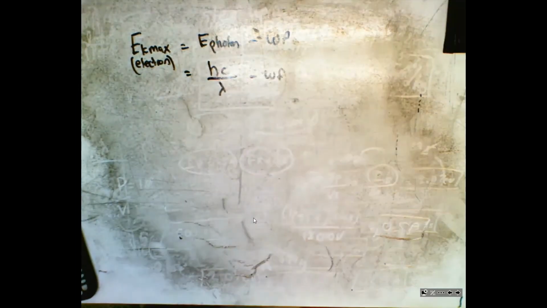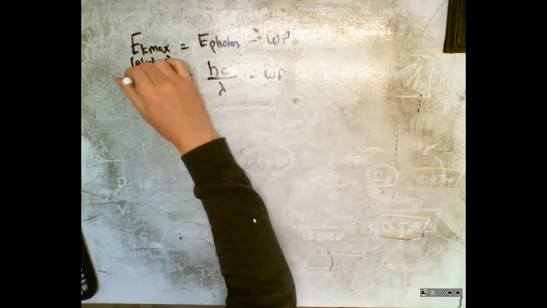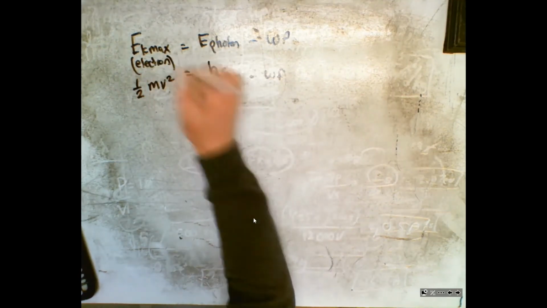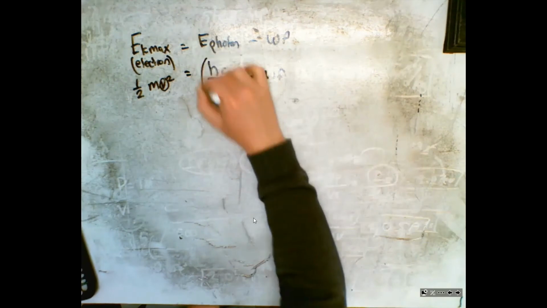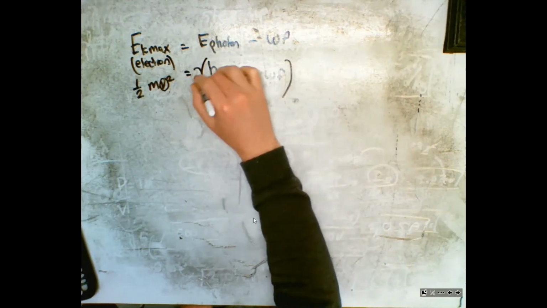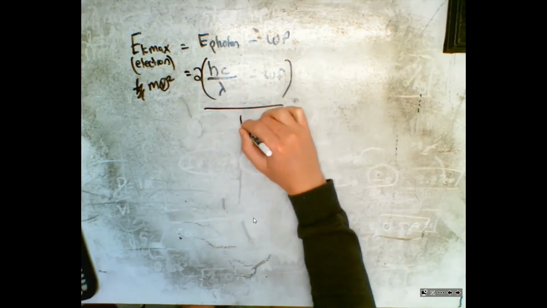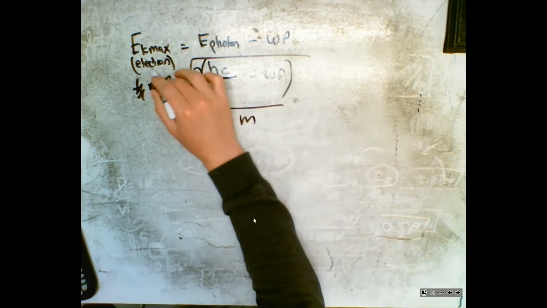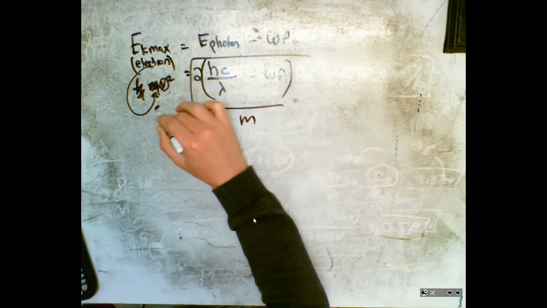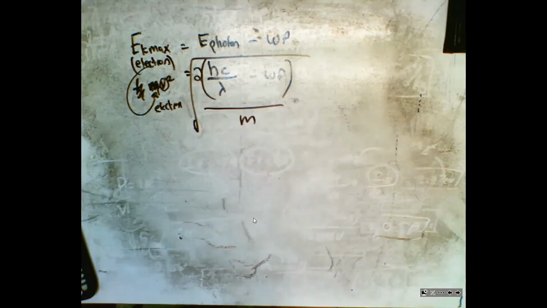And we're trying to find the maximum speed. So kinetic energy is equal to 1/2 mv squared. So I can solve for my speed. I would just move the 2 up top, the mass down below, and then square root it. Remember that this is an electron, so this mass is an electron mass. So let's plug in numbers.